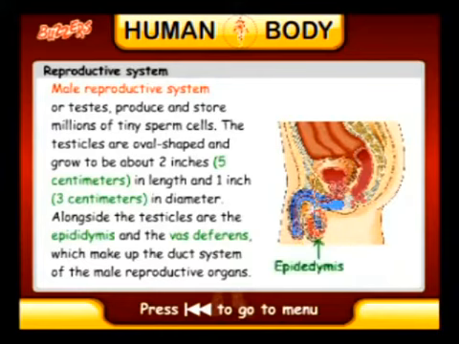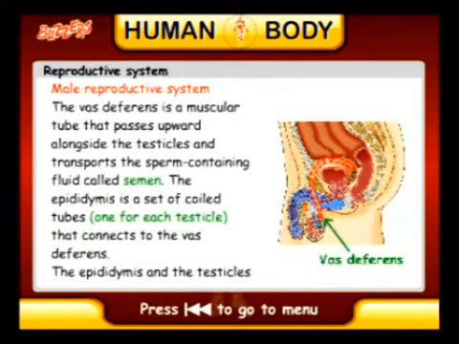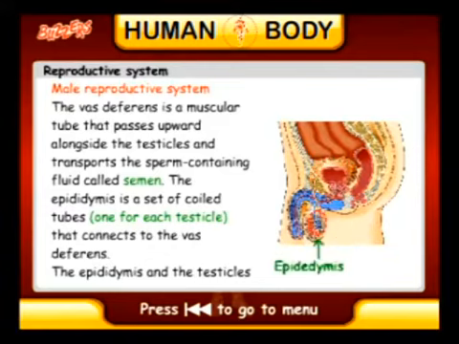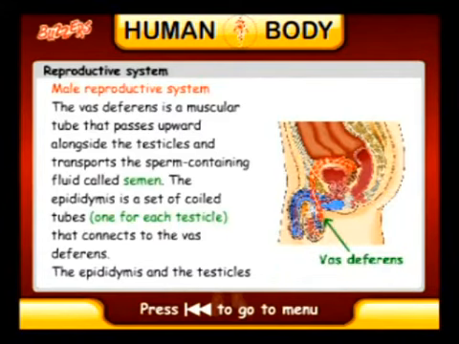Alongside the testicles are the epididymis and the vas deferens, which make up the duct system of the male reproductive organs. The vas deferens is a muscular tube that passes upward alongside the testicles and transports the sperm-containing fluid called semen. The epididymis is a set of coiled tubes, one for each testicle, that connects to the vas deferens. The epididymis and the testicles hang in a pouch-like structure outside the pelvis called the scrotum.